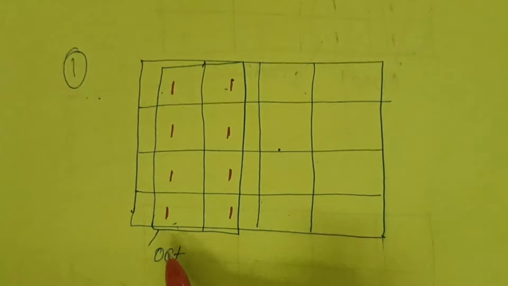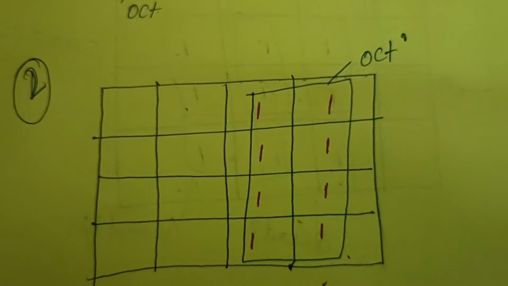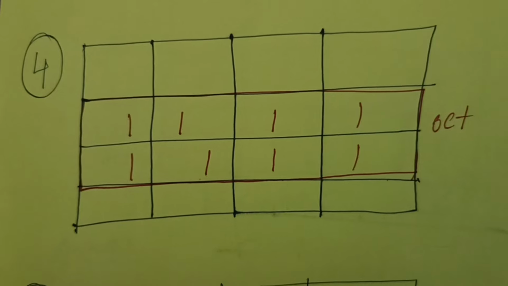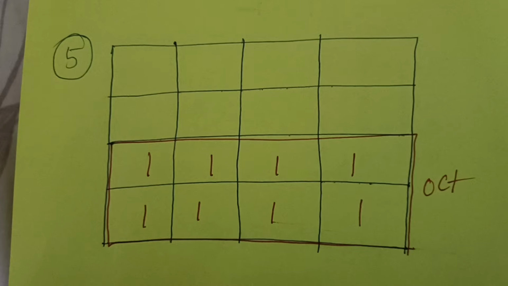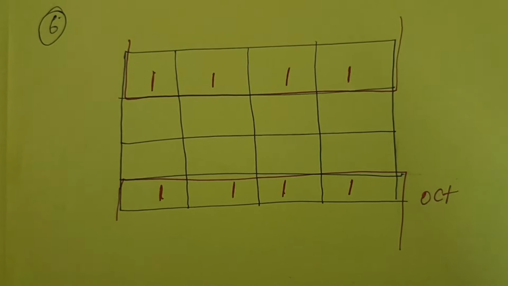Now let's see the grouping of oct in all possible ways. This is the first method. This is the second possible way of oct, third possible, fourth possible way, fifth possible way, and the sixth and seventh are called map rolling.